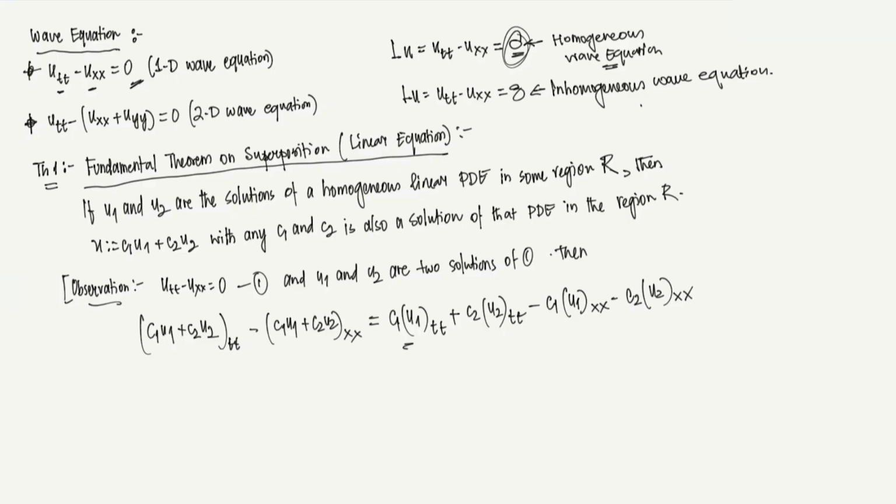Clear? Now see, if you put these equations together, this becomes c1 times (u1 tt minus u1 xx), which is 0, plus c2 times this one, and this one is 0. Why? Because u1 and u2 are given to be solutions of this equation. So that is equal to 0. So you see that the linear combination, therefore u, which is defined as c1 u1 plus c2 u2, is also a solution, for any c1, c2 in R.